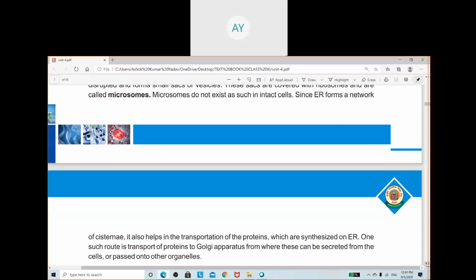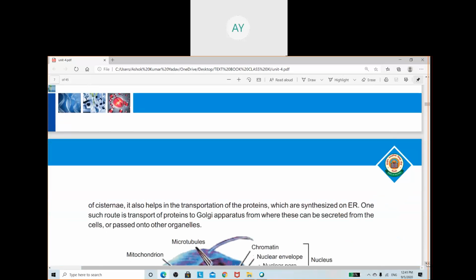I already discussed the function of the endoplasmic reticulum. It helps in transportation of protein. Packaging and transportation of protein occur mainly through the endoplasmic reticulum. Transportation after the protein factory. What is the name of the protein factory? Which cell organelle is the protein factory?